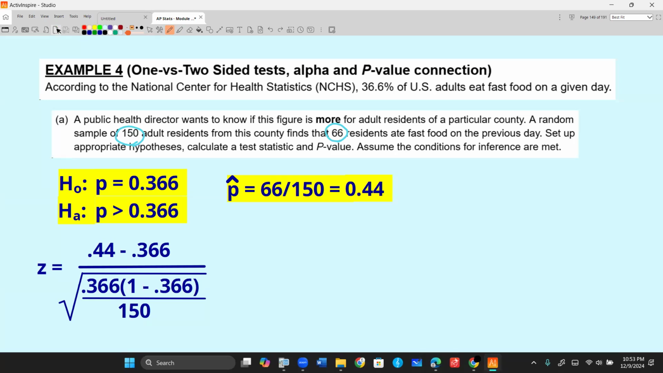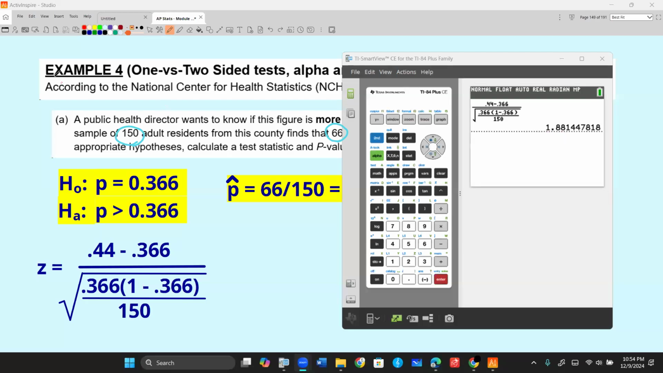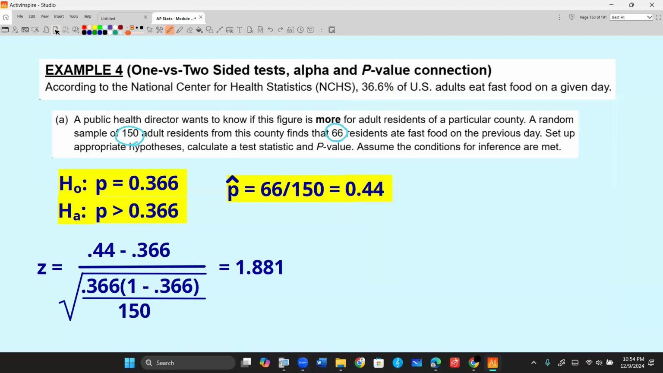0.366 times (1 minus 0.366) over 150, all under the square root. Very carefully calculate that number. That's your z-score. That's your test statistic. You're going to get 1.88. 1.881, I think, is what I rounded to.